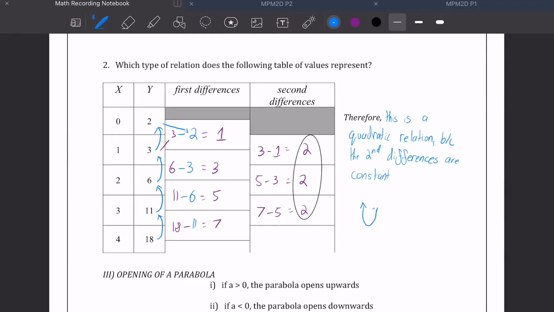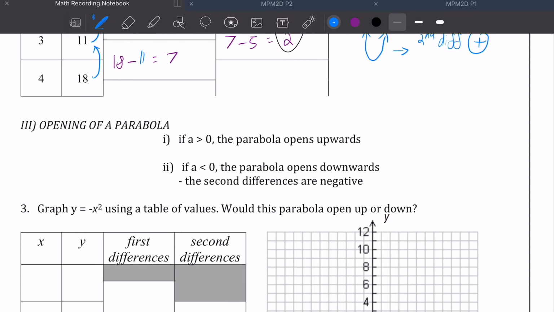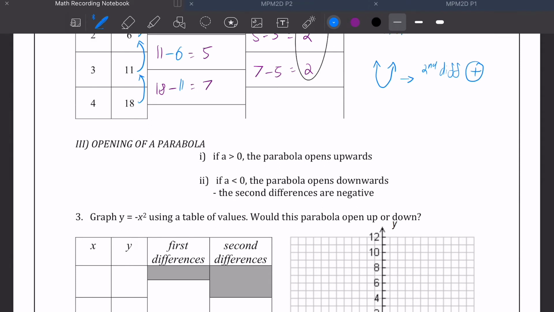So this means we have a lovely graph that kind of looks like that, a U. And because the second differences are the same, this quadratic is going to open up. We'll discuss one where we have something that opens down. So opening of a parabola, what that means is what direction it is opening. Is it going up or is it going down? So if a is greater than 0, the parabola is going to open upwards, meaning that it's going to give us a minimum. So that would be like if it was 1 or 3 or 19.